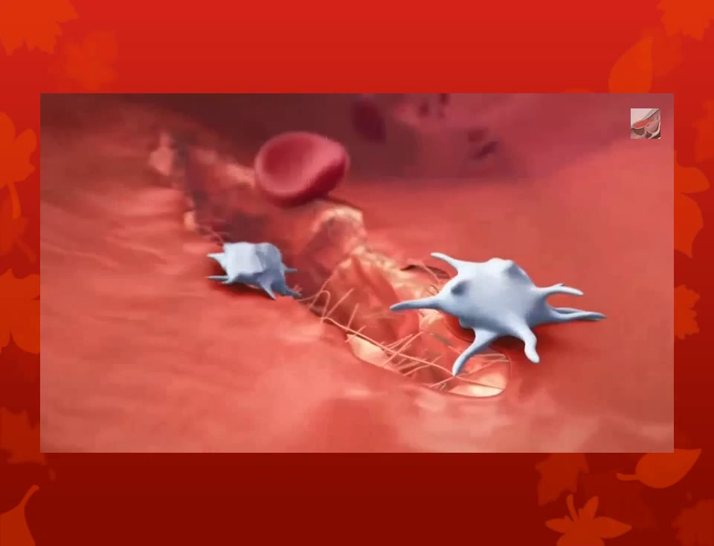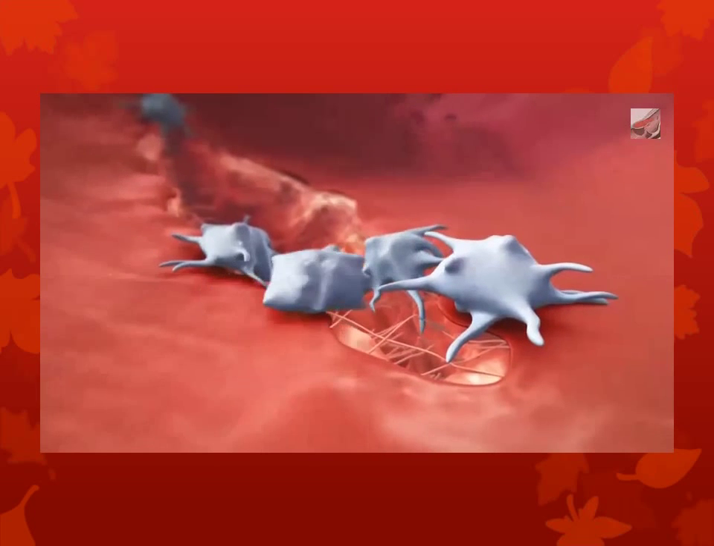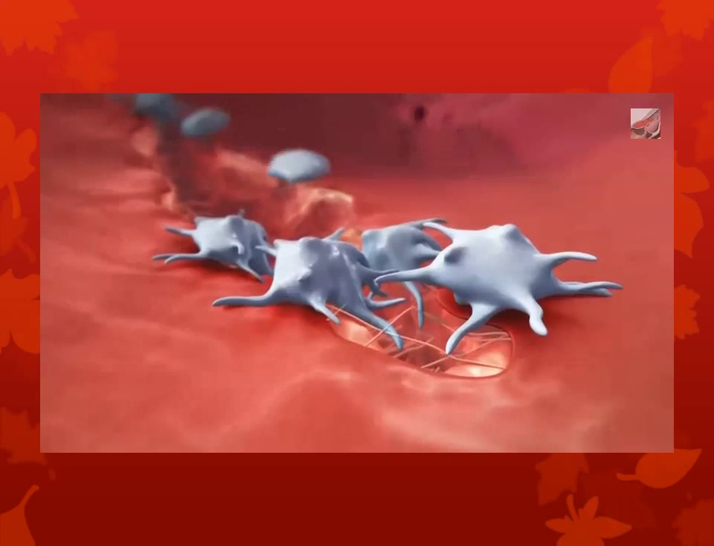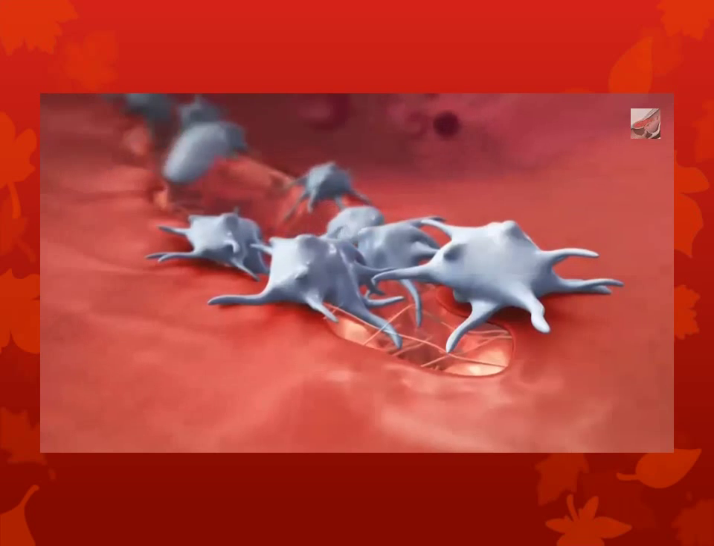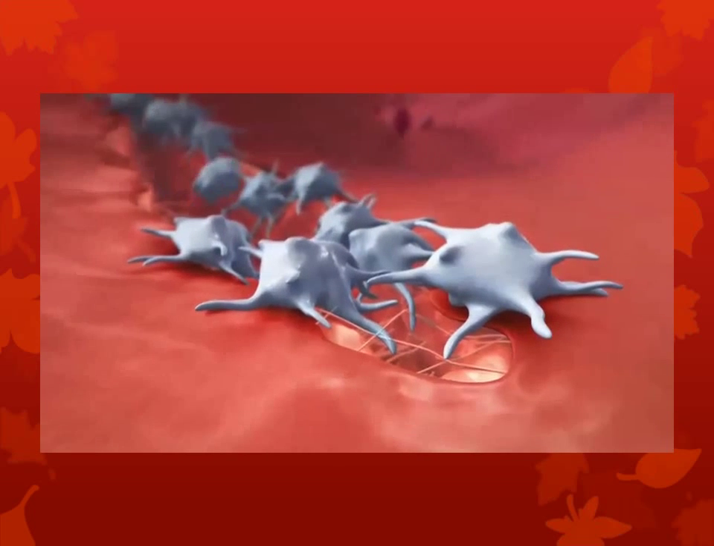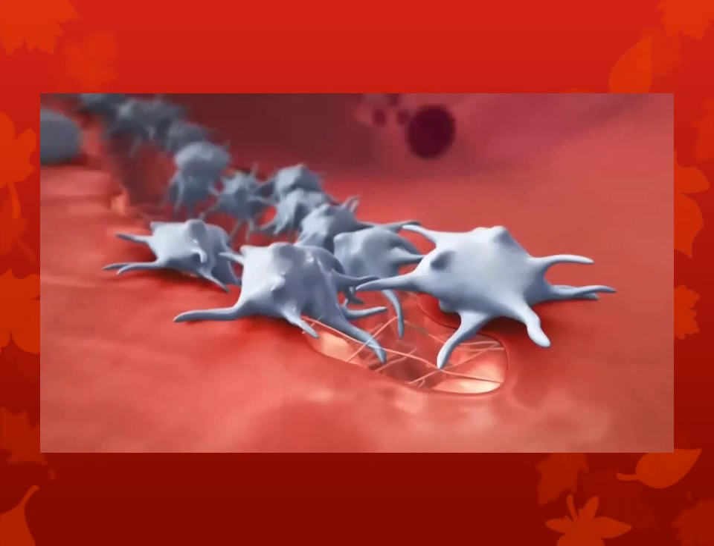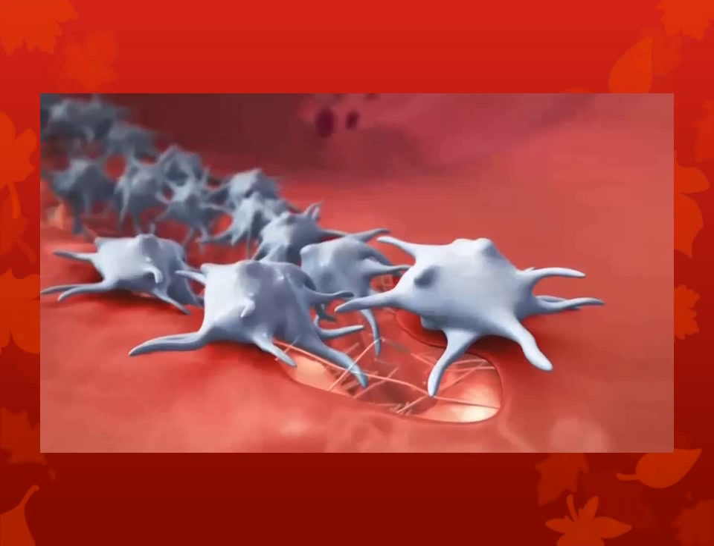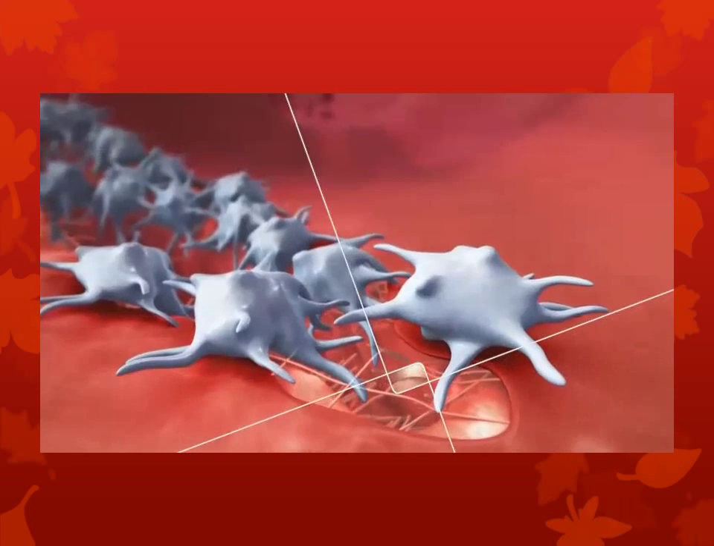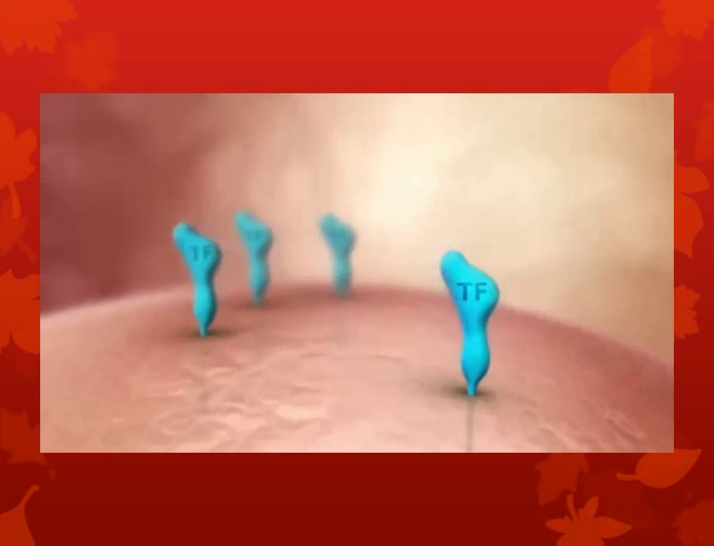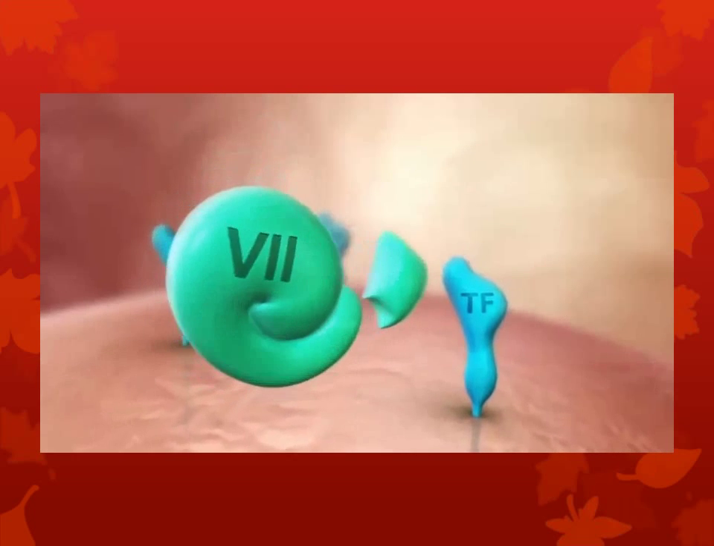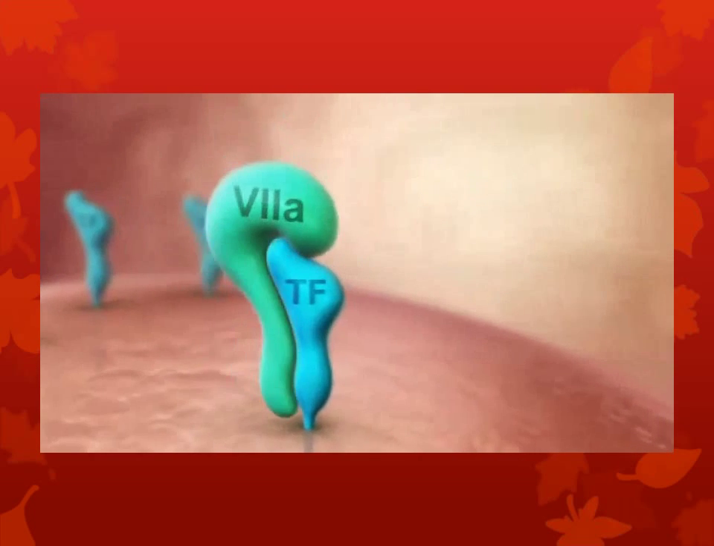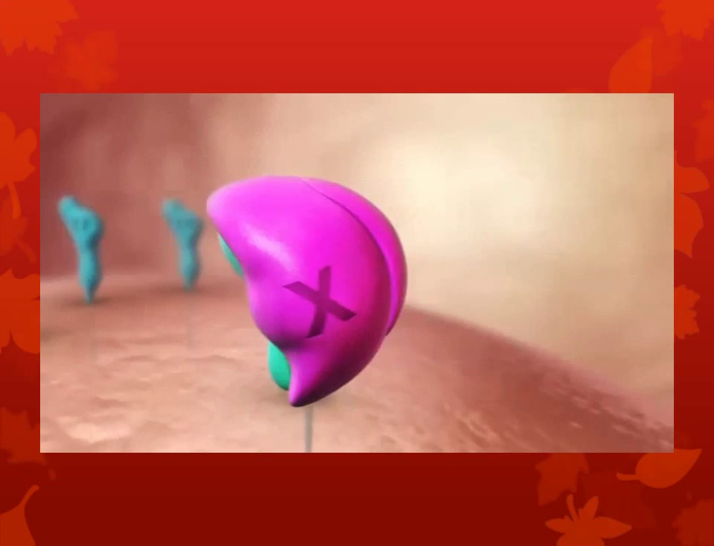At the site of vessel injury, the first platelets arrive to start sealing the wound. Simultaneously, the coagulation cascade with its various coagulation factors is activated. This involves two pathways, the extrinsic and the intrinsic pathway. Extrinsic activation begins with now exposed molecules of the vessel wall, such as tissue factor, which forms a complex with factor 7, finally leading to the activation of factor 10.